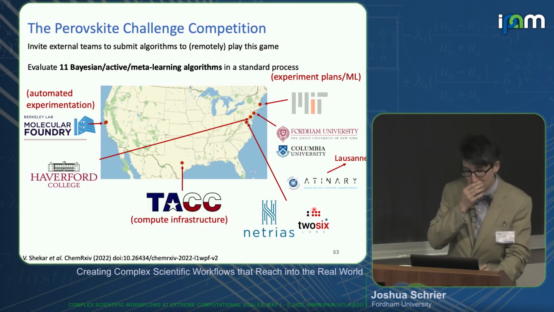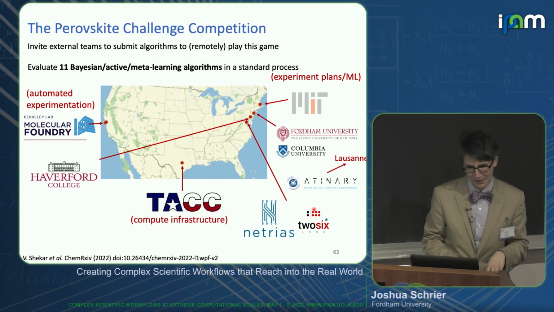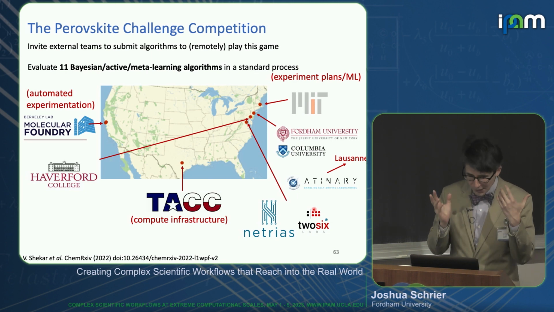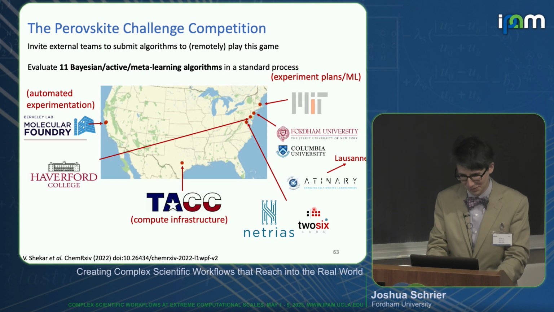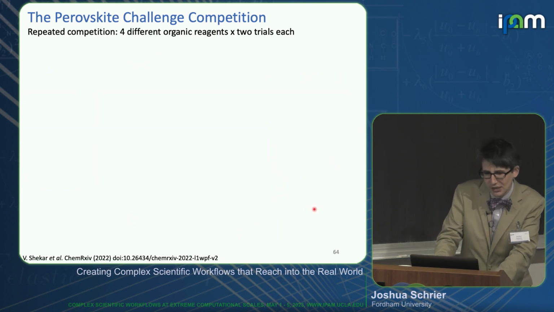And then all the compute infrastructure was provided at the Texas Advanced Computing Center. So yeah, kind of a cross-national, maybe even international project. And so what does the competition consist of?